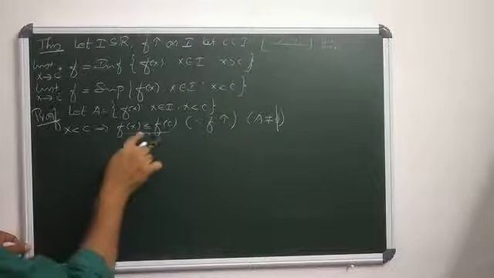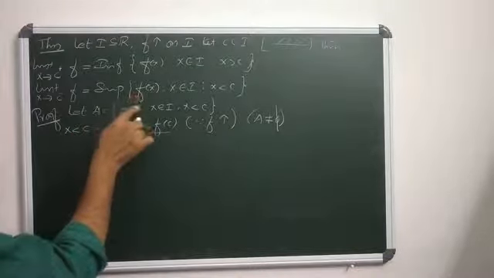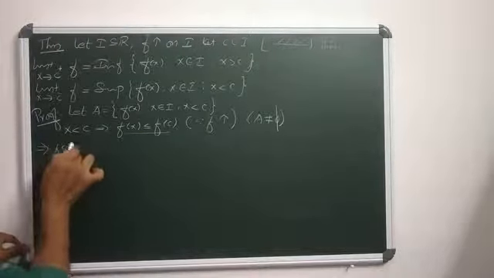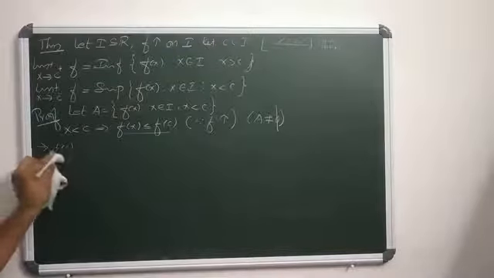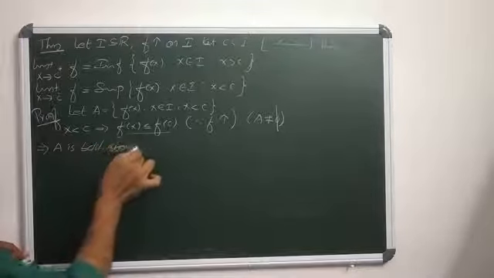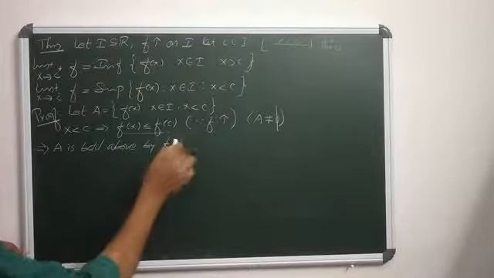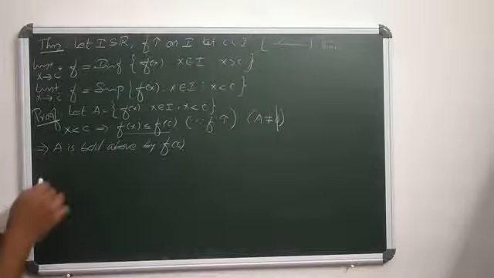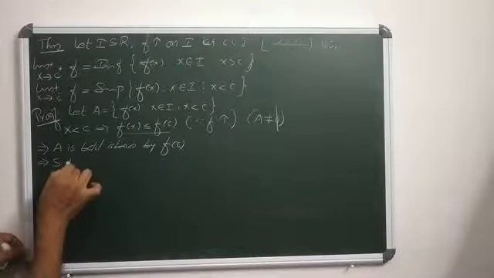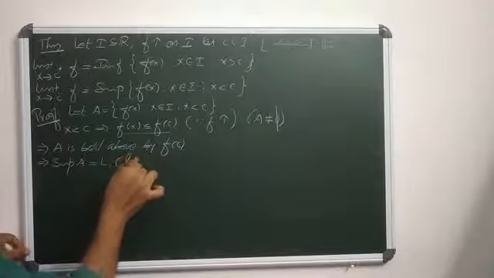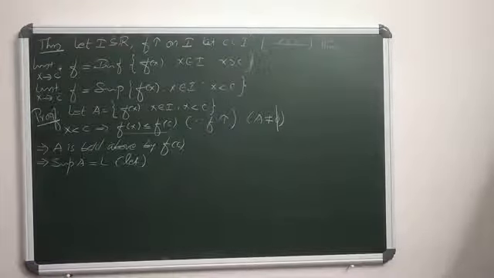Since f of x is less than or equal to f of c, and A is defined as the set of all f of x with x in I and x less than c, we know that A is bounded above by f of c. F of c is an upper bound. That means A has a supremum. So let the supremum of A equal L.